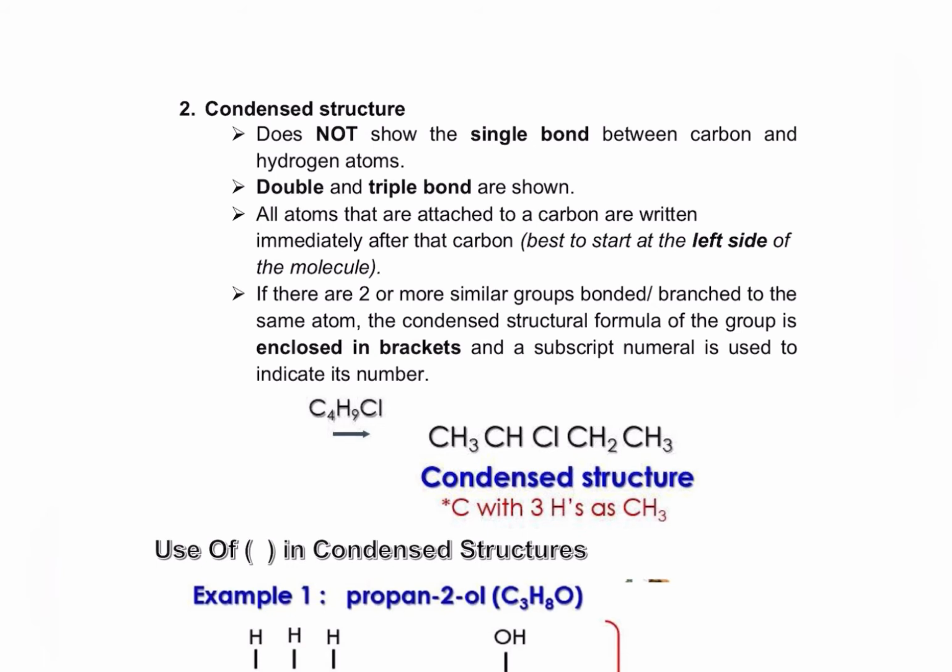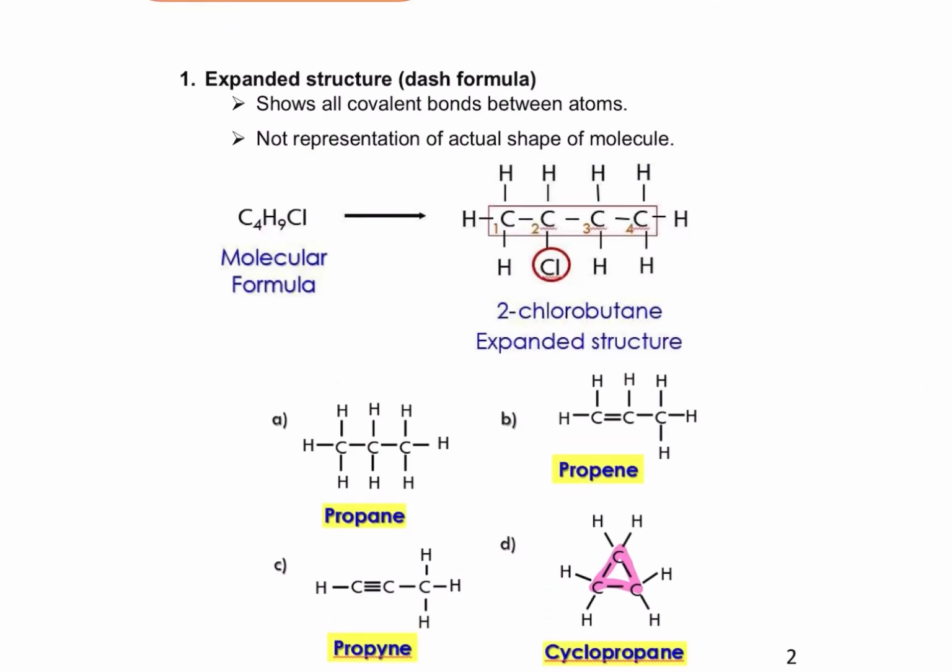If you have 2 or more similar groups bonded to the same atom, the condensed structure of that group is written in brackets, and a subscript numeral is used to indicate how many of the groups that same atom has. For example, when I want to write down C4H9Cl, when you expand the structure, you will get the structure as before, just like this one.